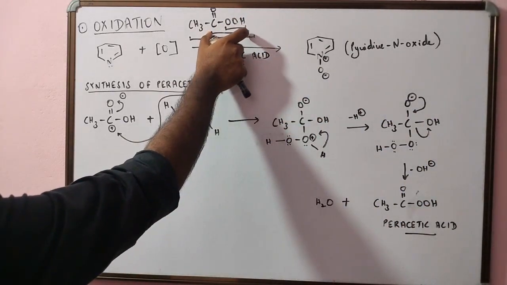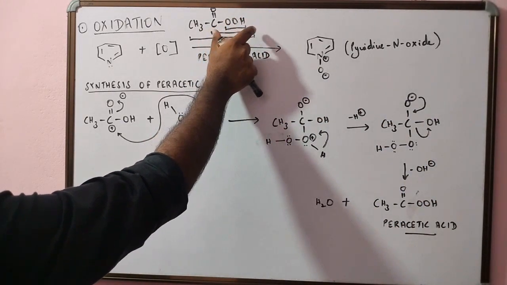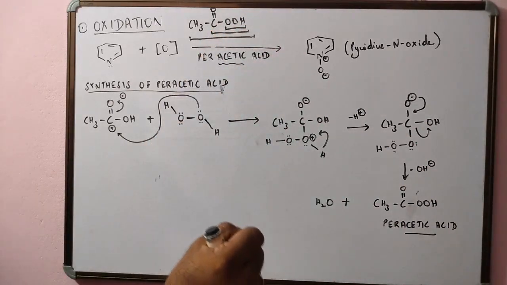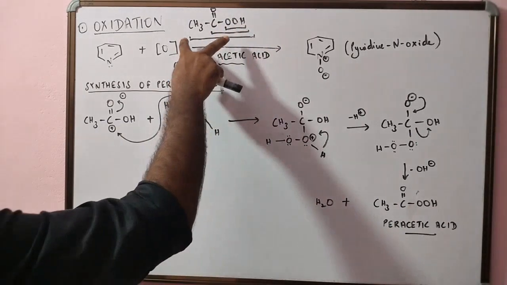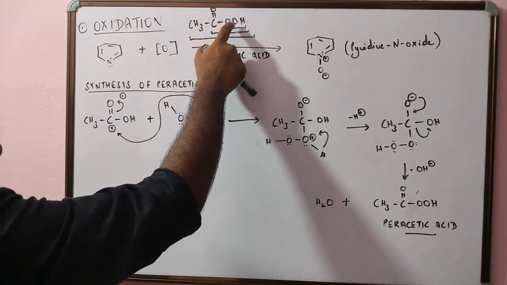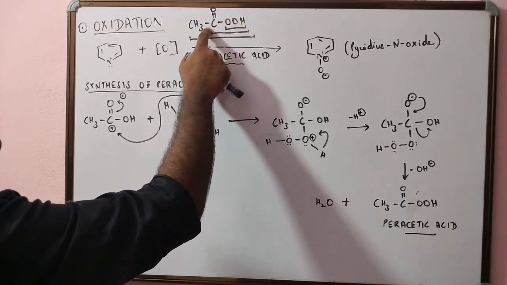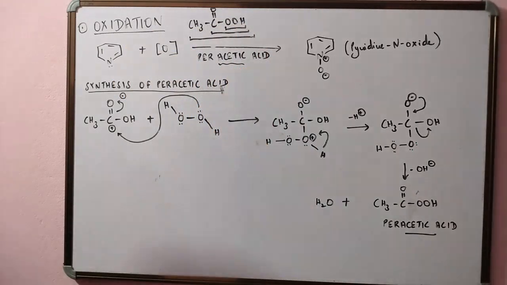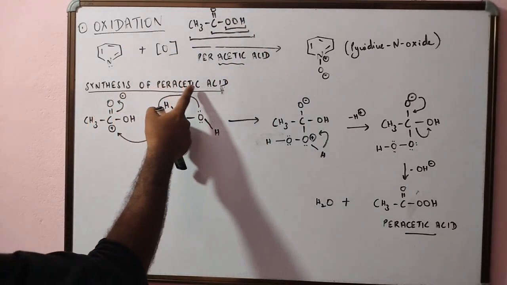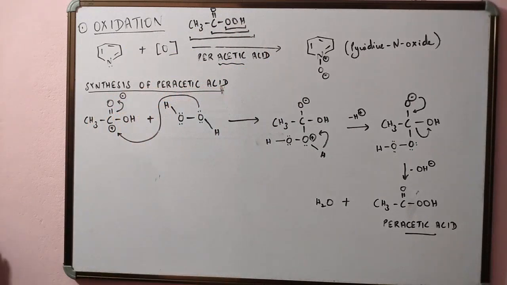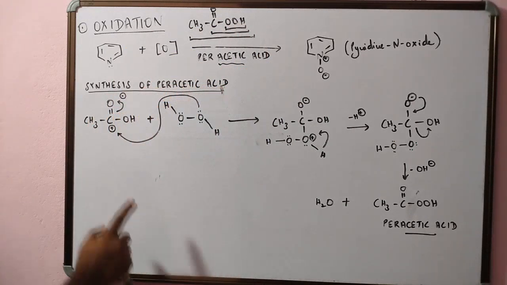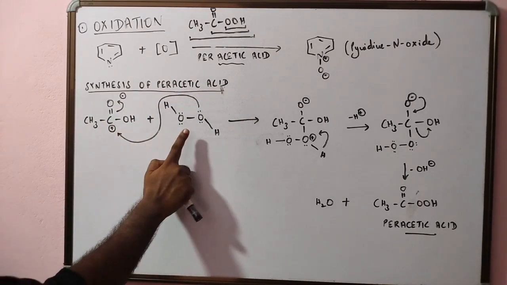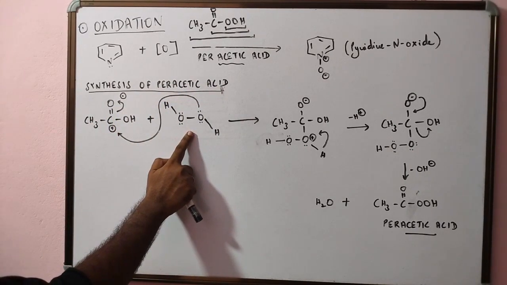This group, the COOOH, is referred to as the peroxy derivative of carboxylic acid, and the molecule as a whole is the peroxy derivative of acetic acid, or peracetic acid. How is it formed? Synthesis of peracetic acid. To form peracetic acid, you just need to treat acetic acid with hydrogen peroxide.